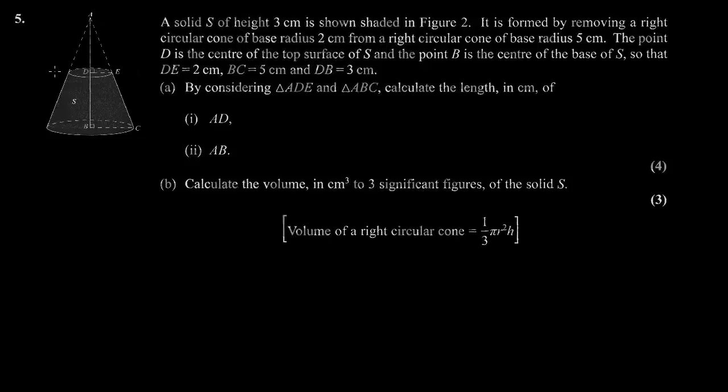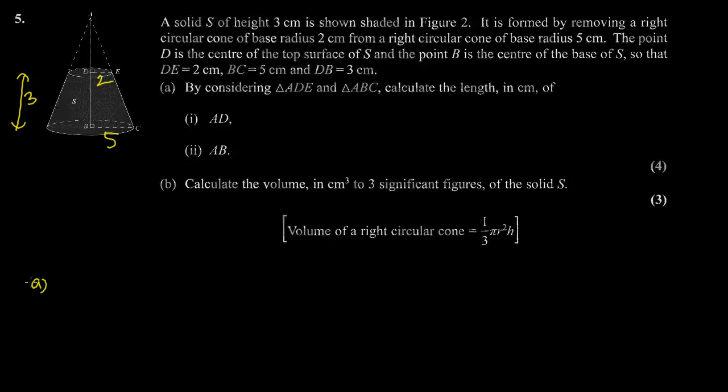So we have a cone and the head is cut off, so we call this a frustum. So the base here is 2 and the base here is 5 and the height is 3. So this portion is 3 centimeters. This is the information that we have. And so DE is 2. We have BC as 5. We have DB as 3. And we have to find the length of AD.